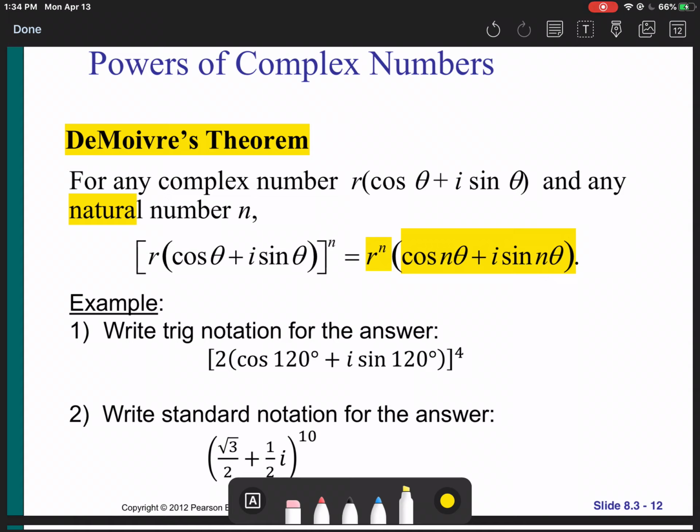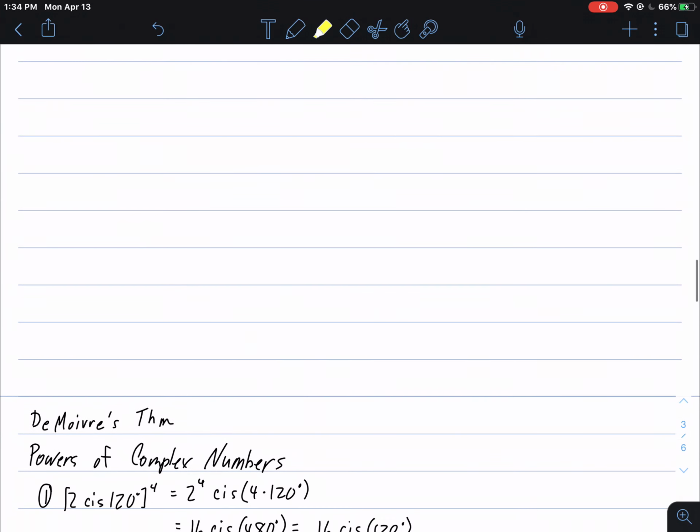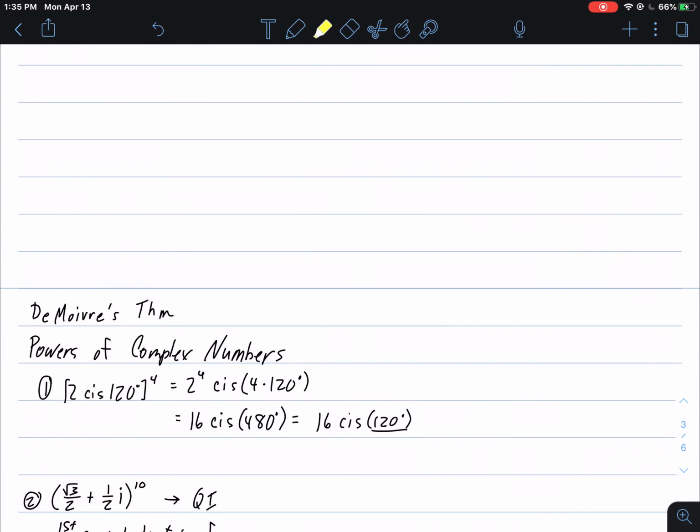So for our number 1, that makes that one a little bit straightforward. I've got the number 2 cosine 120 plus I sine 120 raised to the 4th power. So I'm just applying the formula. There's our 2 cis 120 to the 4th power. We'll simply raise 2 to the 4th. And then we've got the cosine plus I sine of n times theta. 4 times 120 in this case, or 480 degrees. Now 2 to the 4th is 16. And then there's our cosine plus I sine of 480.